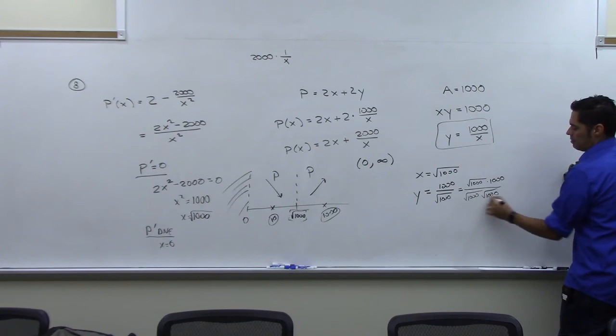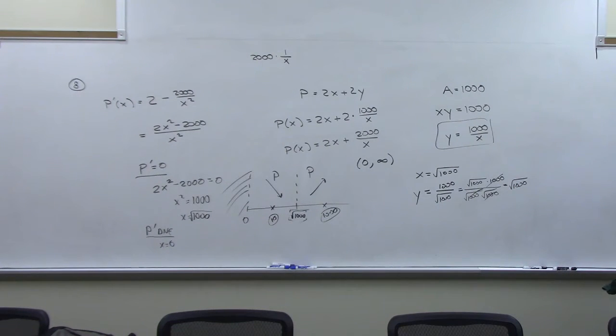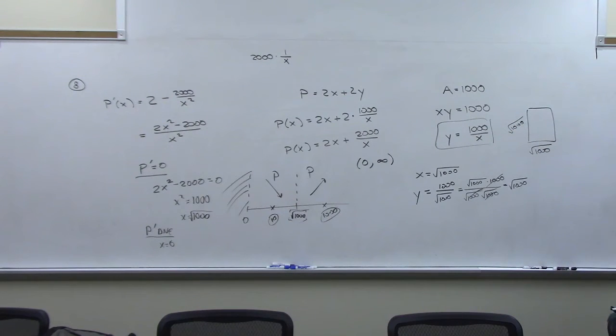This is 1,000 right here, and that cancels with that, so you just get root 1,000 again. So it needs to be a square. To get the minimum surface area, you make it a rectangle where it's square root of 1,000 by square root of 1,000, and the area of that's still 1,000. Now, I said surface area, I meant perimeter. That'll give you the minimum perimeter.